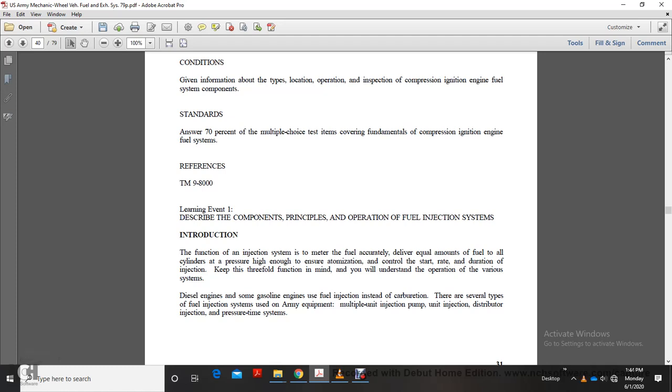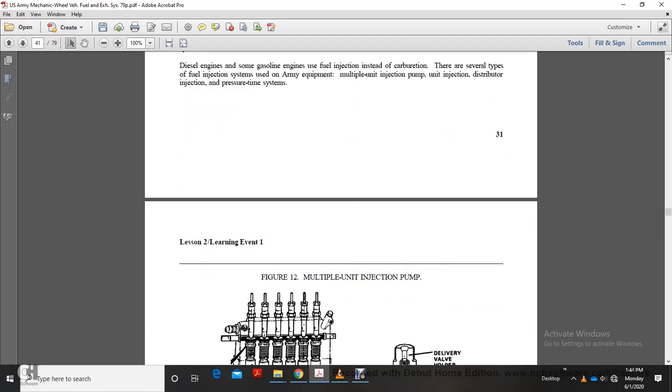Diesel engines, and some gasoline engines, use fuel injection instead of carburetion. The several types of fuel injection systems in Army equipment are the multiple unit injection system, the distributor injection system, and the pressure time system.